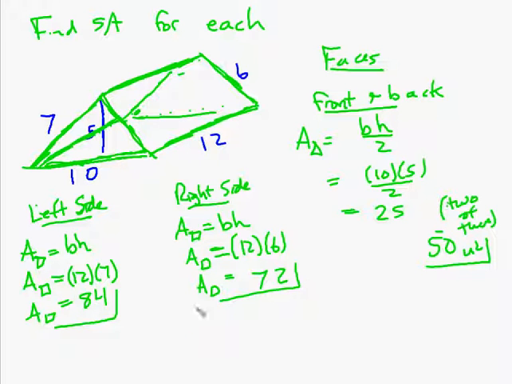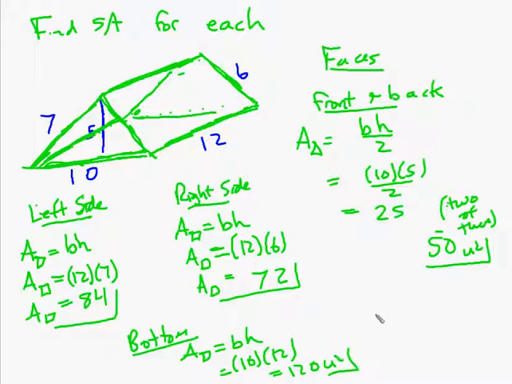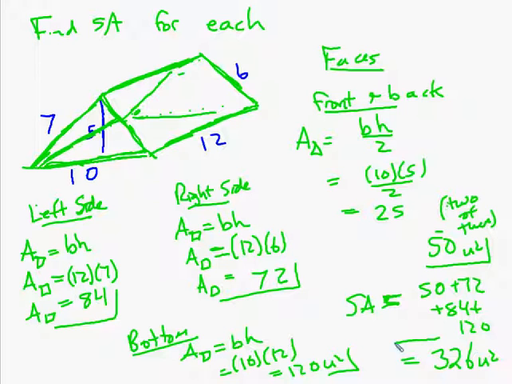Now I'm going to add those all up. I'm missing one. Yes. I'm missing the bottom. And what shape is the bottom? Rectangle. It's a rectangle, so base times height again. So I'm going to have 10 times 12, and I'm going to get 120 units squared. Now, add those together. Surface area, I'm going to add those all up. So 50 plus 72 plus 84 plus 120 gives me, okay, call it out. 326. Yes. 326 units squared confirmed.